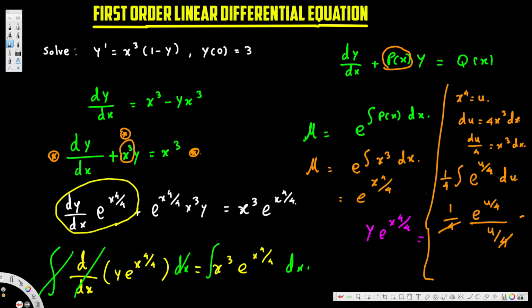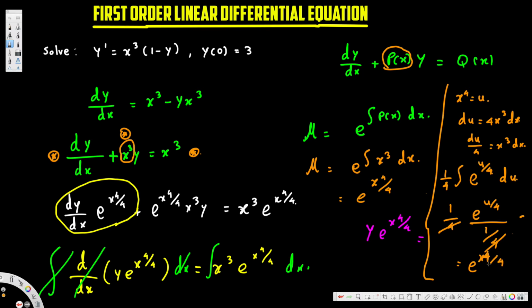1 over 4. We are integrating here e power u over 4, and it will be divided by its derivative, the derivative on top. So that's going to be just 1 over 4. This 1 over 4 and this one cancel. We will have just e power u over 4. If you replace u, that's going to be e power x power 4 divided by 4.